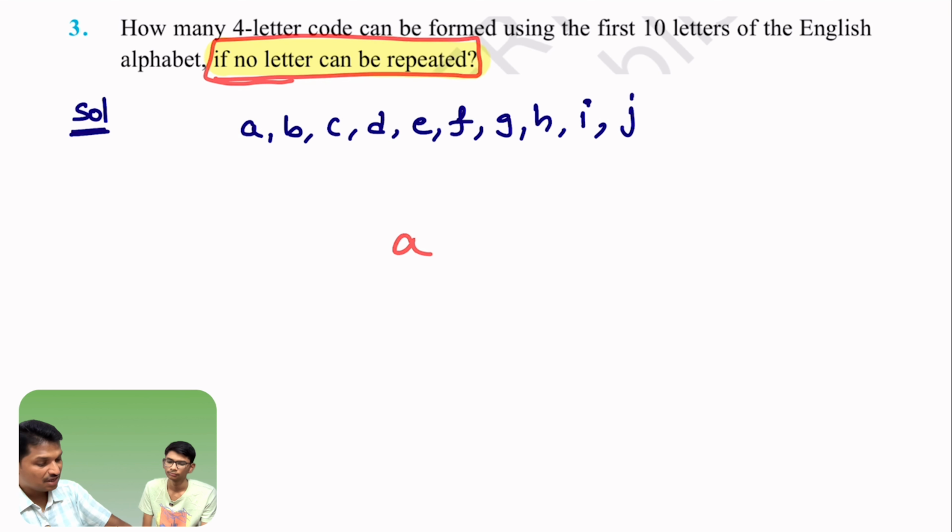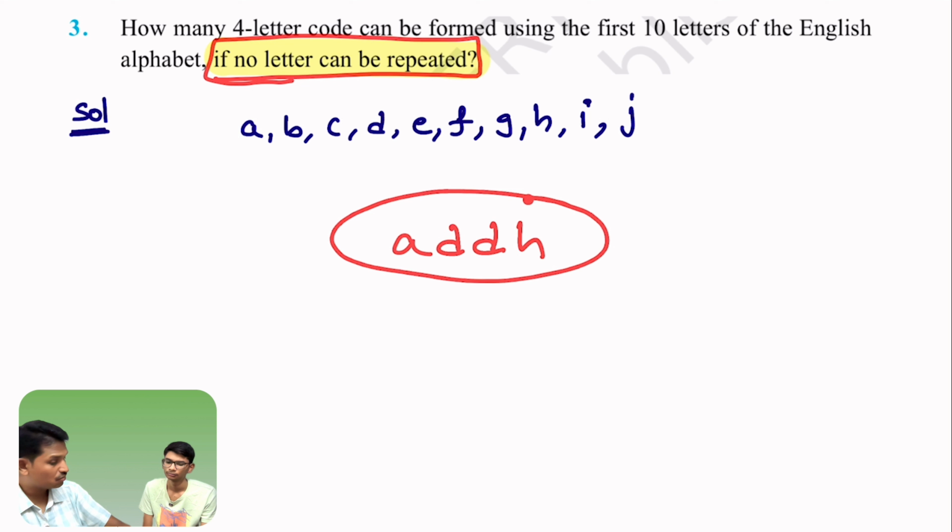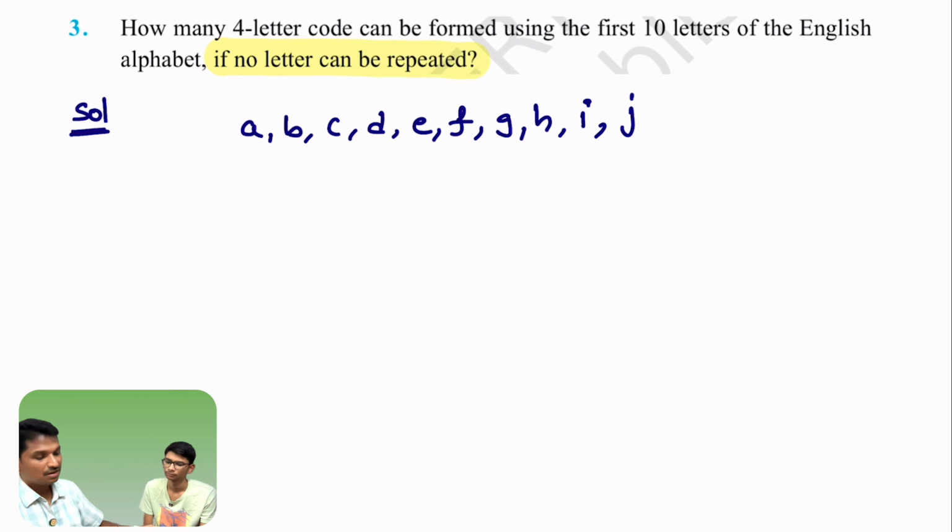That means A, D, D, H. This is also a 4-letter code, but in this, repetition is there. So you need to form a 4-letter code. So in what way do you do this problem? First, we will write 4 boxes. We'll divide this into 4 works. So as it is a 4-letter code, we'll write 4 boxes.